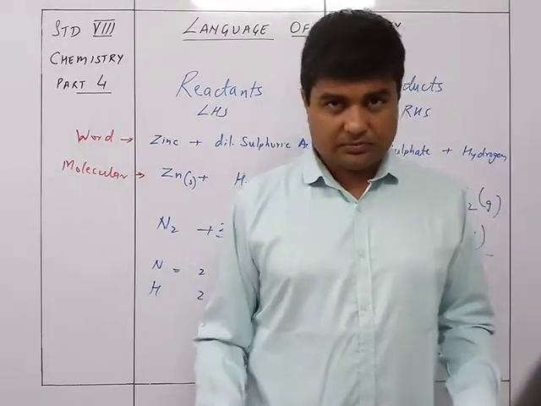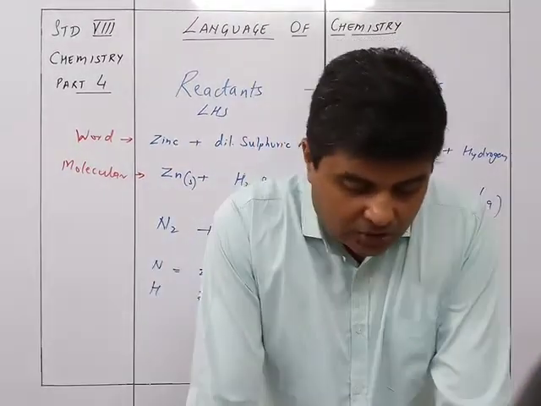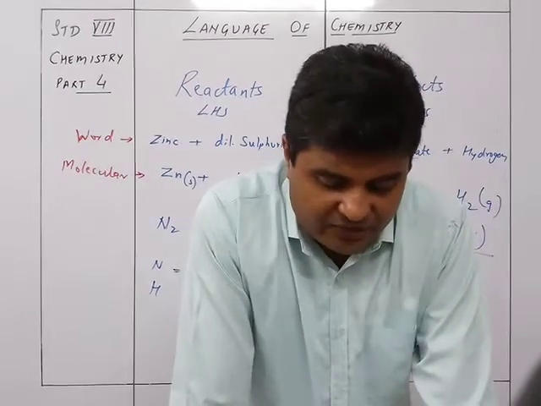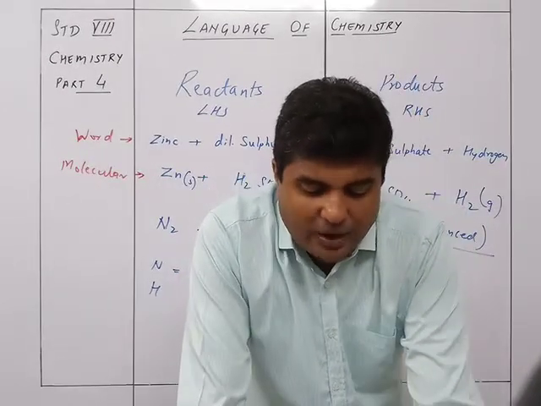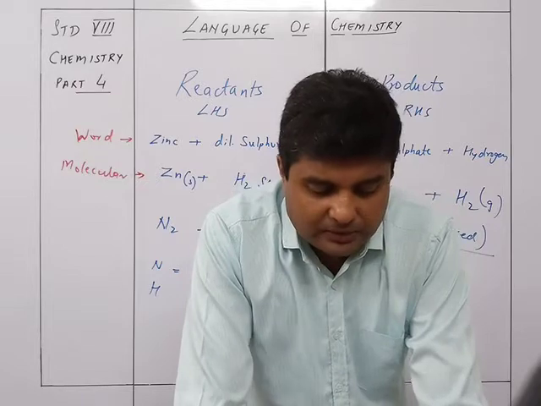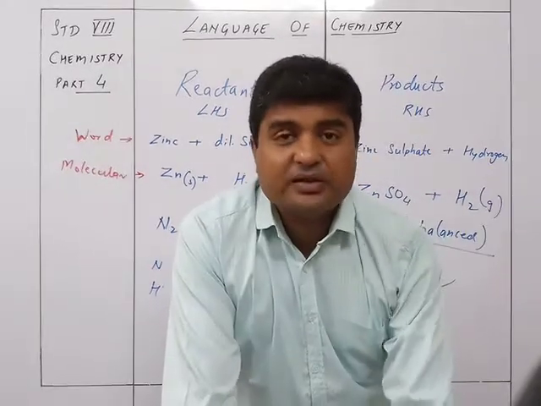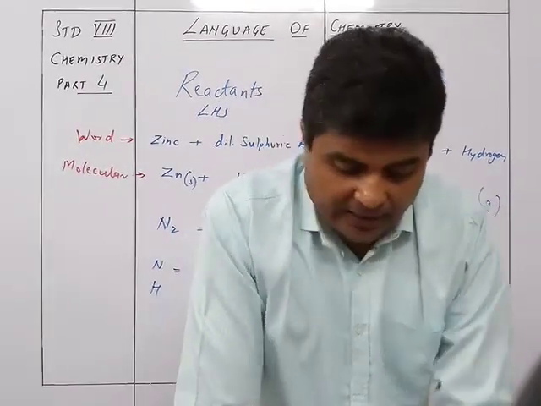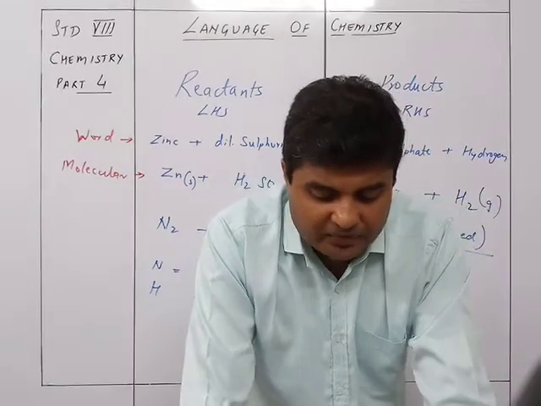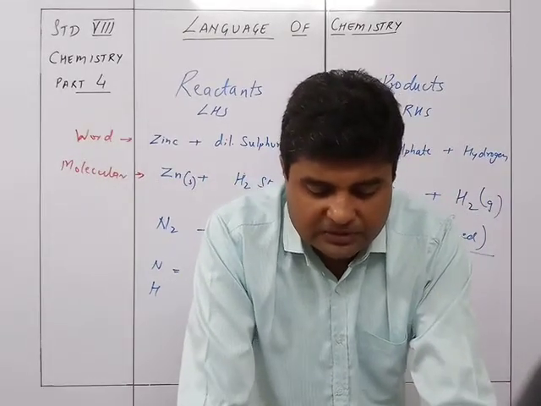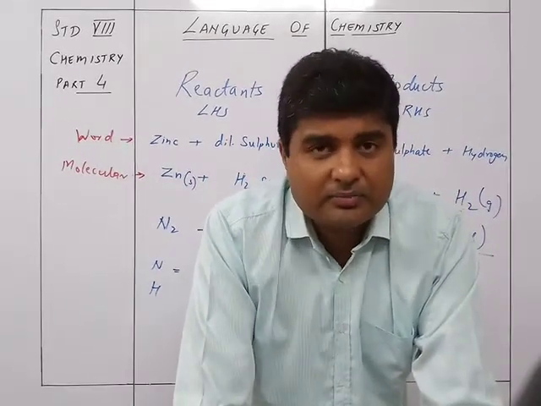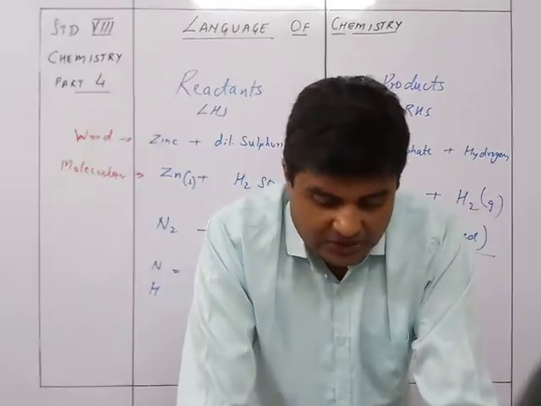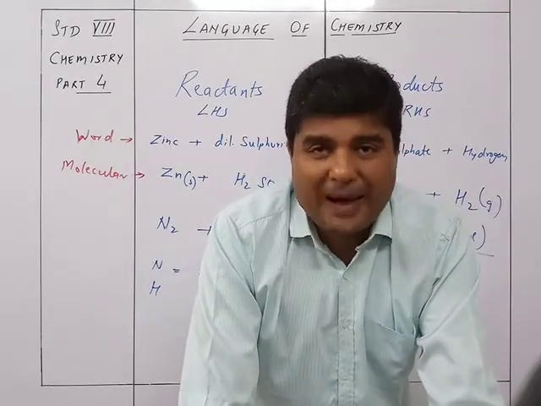Okay. So 1 atom of zinc, 1 atom of sulfur, 2 atoms of hydrogen and 4 atoms of oxygen is the number of atoms of each in the reactants. And similarly 1 atom of zinc, 1 atom of sulfur, 2 atoms of hydrogen, 4 atoms of oxygen is the number of atoms present in the products. So therefore the above reaction is a balanced equation.